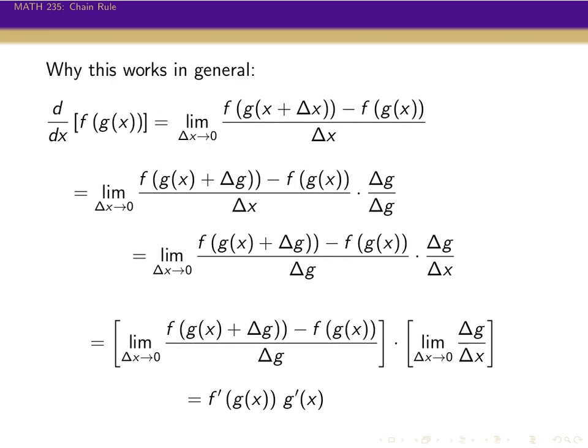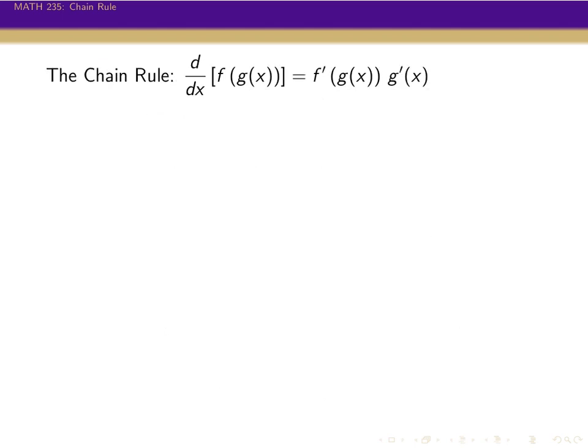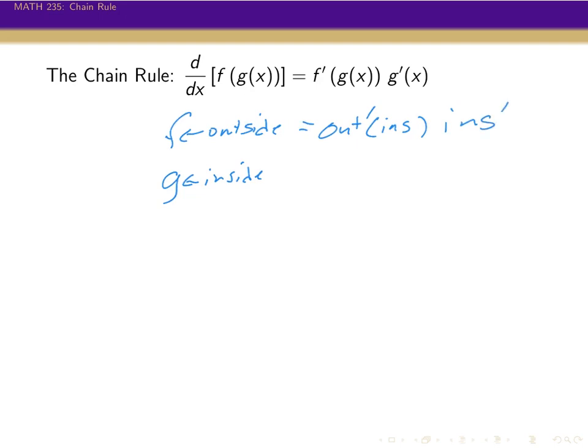Okay, and so we end up with what we saw before. The derivative of f of g of x is equal to f prime g of x times g prime of x. Okay, so here is our chain rule. Derivative of f of g of x is equal to f prime g of x times g prime of x. So f is our outside function, g is our inside function, and so the way to think about this is the derivative of the outside with the inside plugged in, times the derivative of the inside function.